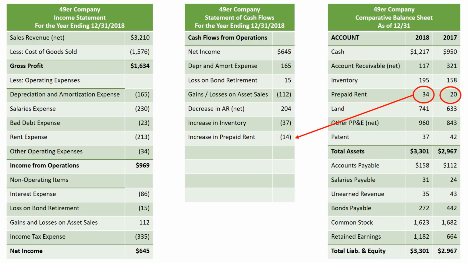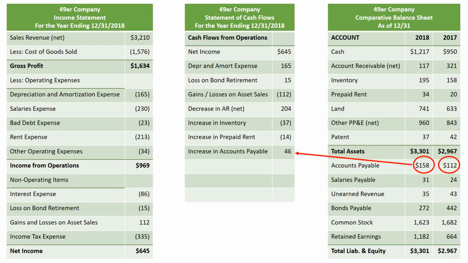Prepaid rent. This is an idea where we are paying rent ahead of time. And so you can see that at the beginning, the balance was 20, and that balance increased to 34, which basically means we're using more cash for prepaid rent. And therefore, there's going to be a negative impact on our operating cash flow. Now that's the end of our current assets, and so now we have to move to our current liabilities.